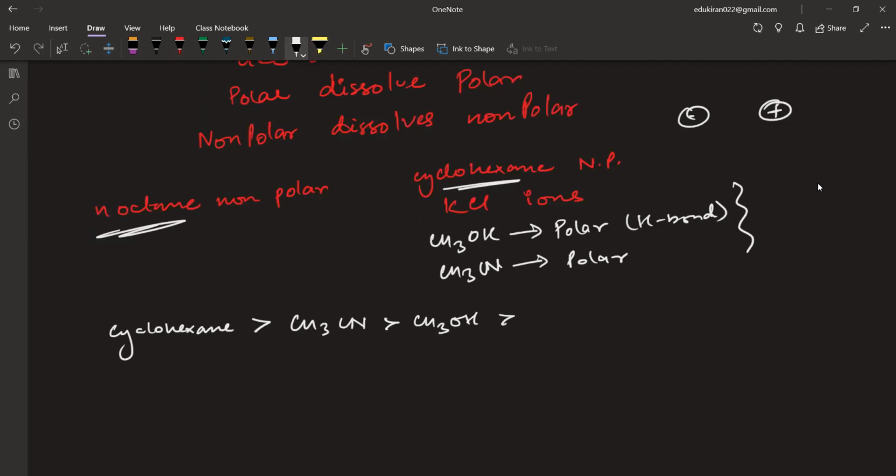And after that, where there is pure polarity, that is KCl. So this will be the order of solubility. Is this clear, yes or no? Please tell me. Yes, sir. Okay, fine.